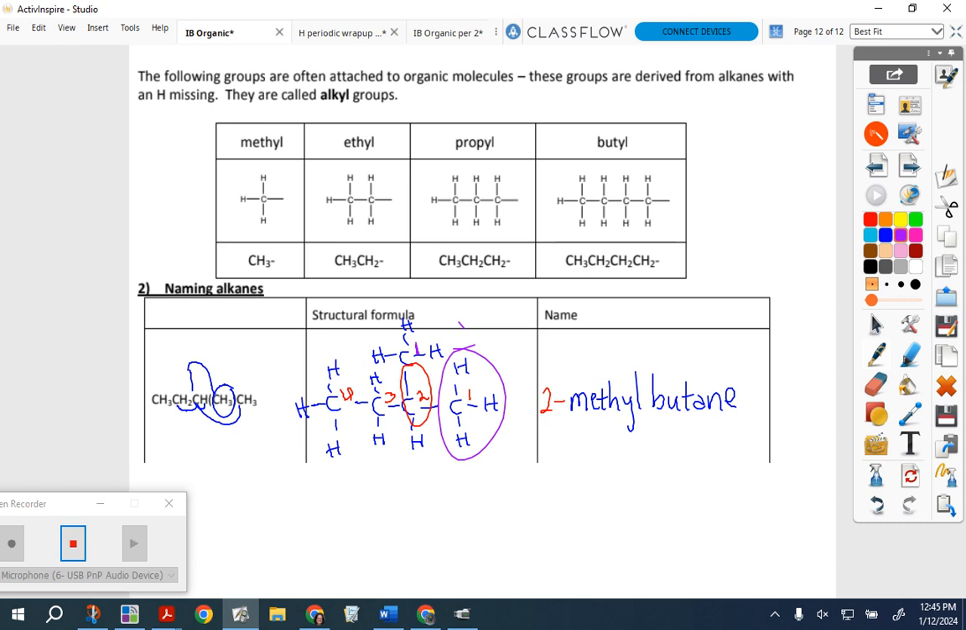And there's a couple times that you'll see questions where they try to trick you, and they try to put a really long chain that looks like it's branching out of the straight chain that is showing, but that long chain is actually the longer one. I'll show you an example of that later, okay? So this is going to be 2-methylbutane.